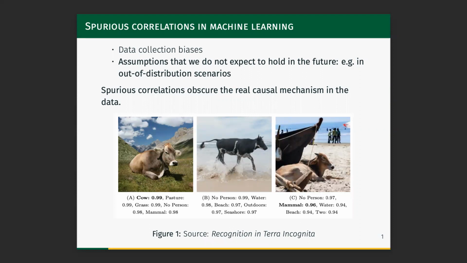Spurious correlations obscure the real causal mechanism. For example, in image classification, exploiting background features often leads to ignoring the causal relations between the object features and the target.